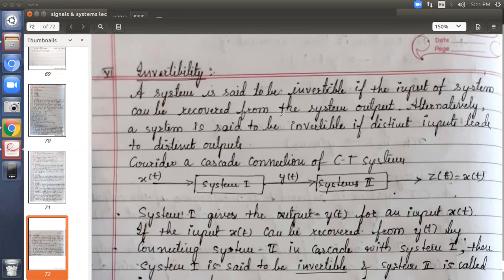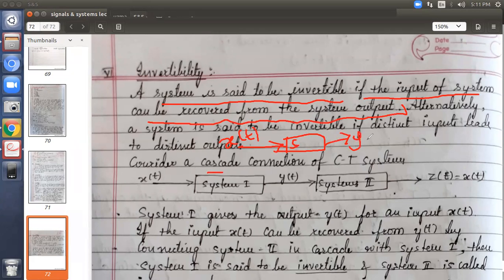I'll explain this later. First, let me define what is invertibility. A system is said to be invertible if the input of the system can be recovered back from the system output. Say this is a system, the input is x of t, and this is the output. Here, d by dx of x square: if this operator is the differentiation operator, then the input is x square, so the differentiation of x square will be 2x, right?